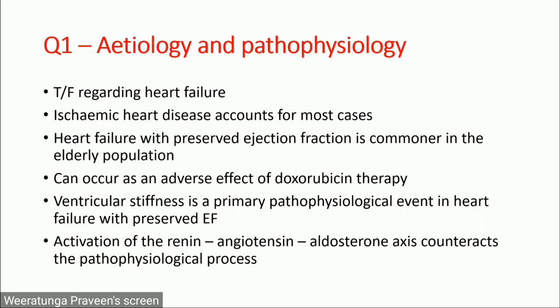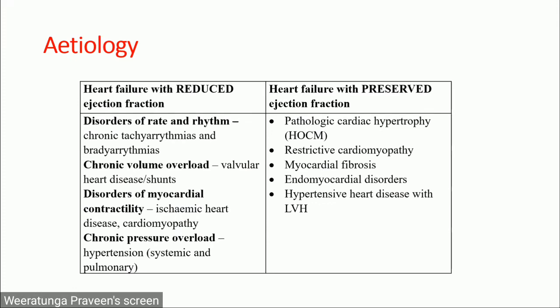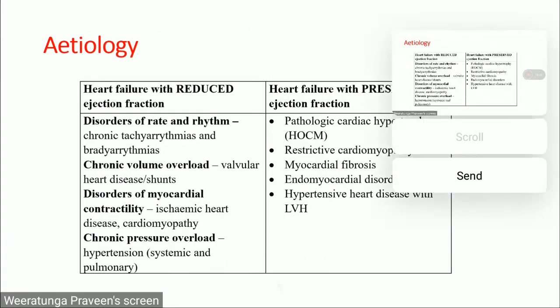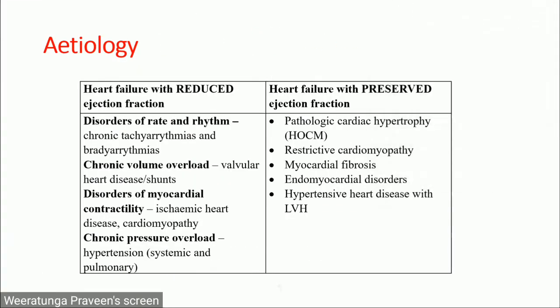Now, again, I will share this with you and also another note, so that you have something to refer to. This gives you the etiologies of heart failure with reduced ejection fraction and preserved ejection fraction. And again, observe that when you have heart failure with preserved ejection fraction, all of these things, like hypertension, hypertrophy of the heart, and myocardial fibrosis, cause a problem in ventricular stretch. The ventricle is very stiff. That is the problem.